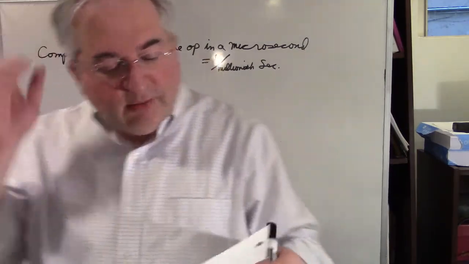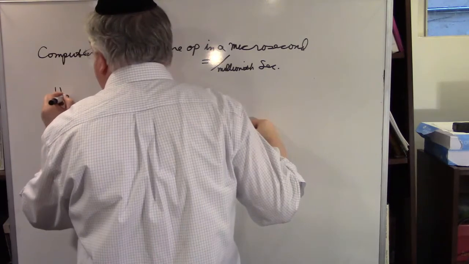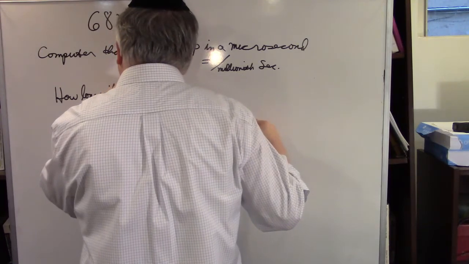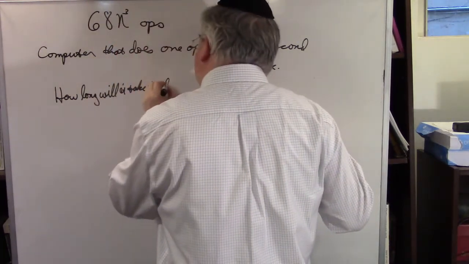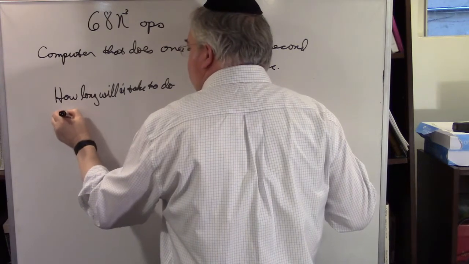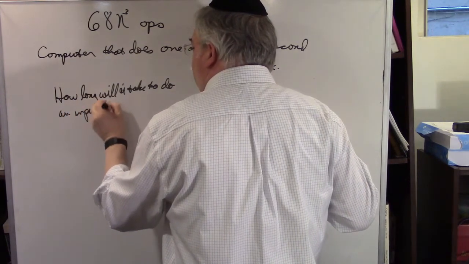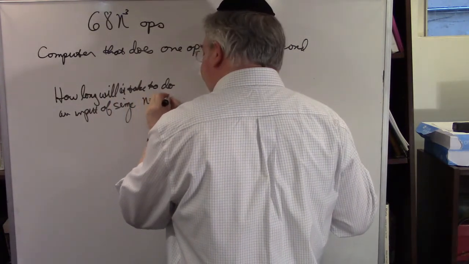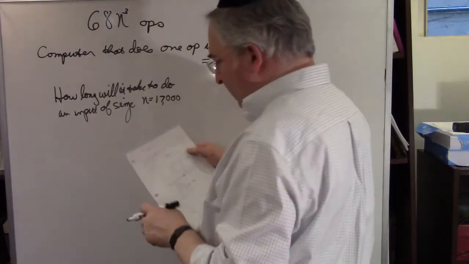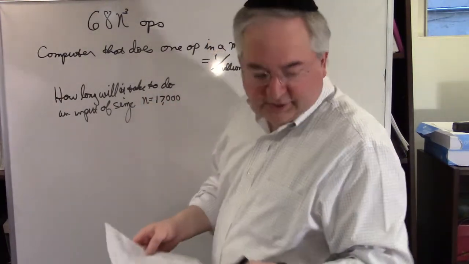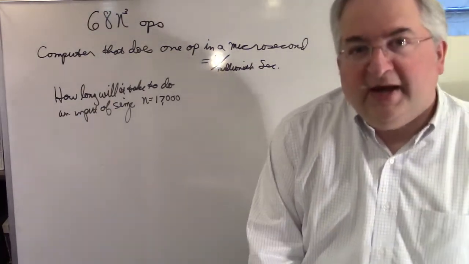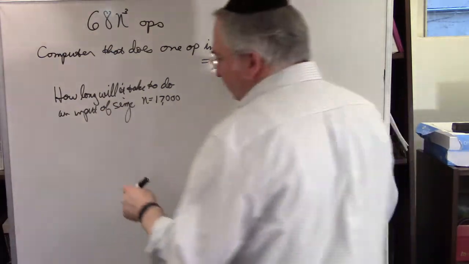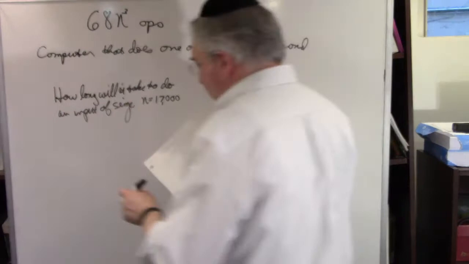Okay, and now we ask the following question. How long will it take to do an input of size n equals 1700? This is pure math. There's nothing intelligent here whatsoever. It's bookkeeping, and it's something I expect you to be able to do, so I just want to do it once to get a feel for it, and I promise you it will be on the first test. Okay, so let's do it.